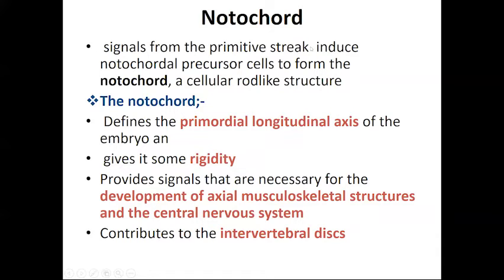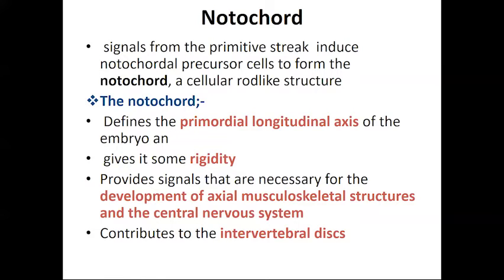Signals from the primitive streak induce the notochordal precursor cells to form the notochord, a cellular cord-like structure. The notochord defines the primordial longitudinal axis of the embryo. It gives some rigidity and developmental signals, so the axial musculoskeletal structures and the central nervous system start to develop at this level. It provides the signals necessary for the development of the axial musculoskeletal structures and the central nervous system, and it also contributes to the intervertebral disc.